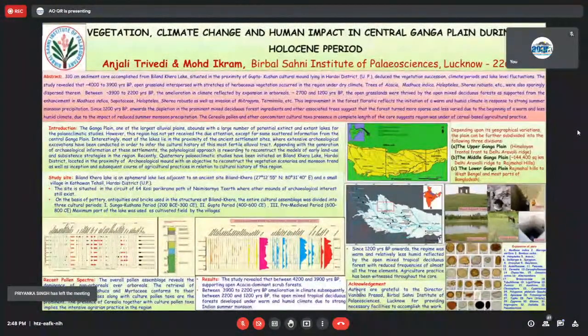Since 1,200 year BP onwards, the region was warm and relatively less humid, reflected by the open mixed tropical deciduous forest with reduced frequency of almost all the tree taxa. We can't deny that agricultural activities also expanded in that area, so it could be a reason for the exploitation of the tree taxa. Agricultural activity is witnessed throughout the core. Okay, thank you.